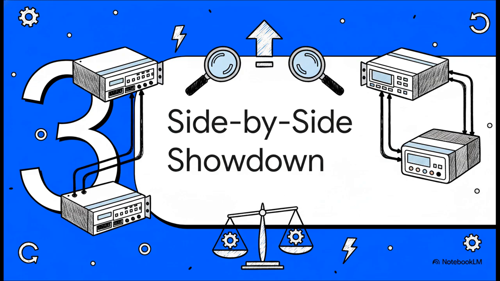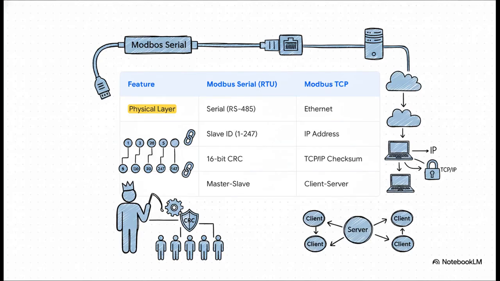Okay, so we've met the original and we've met the upgrade. Now, let's put them head-to-head, a little side-by-side showdown to see how they really stack up. This table really lays it all out pretty clearly. The physical layer goes from a serial cable to Ethernet. The addressing method shifts from a simple slave ID, just a number from 1 to 247, to a full-blown network IP address. We can see that error-checking handoff from CRC to TCP/IP. And maybe the most important conceptual shift of all, the network model evolves from that rigid master-slave system to a much more flexible client-server model.